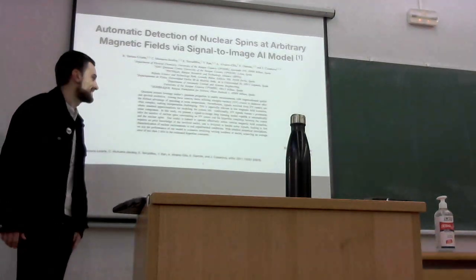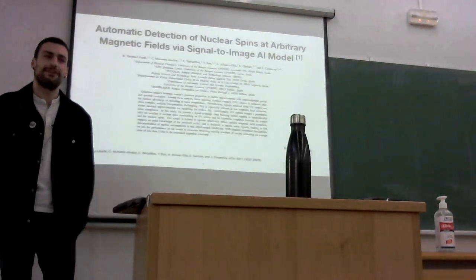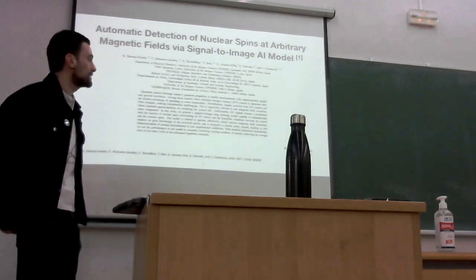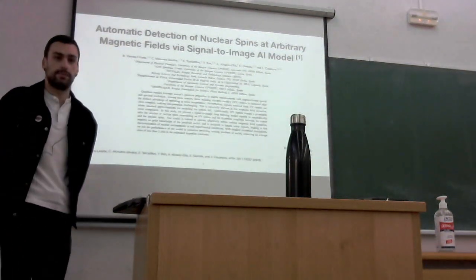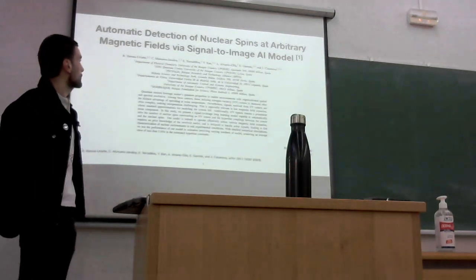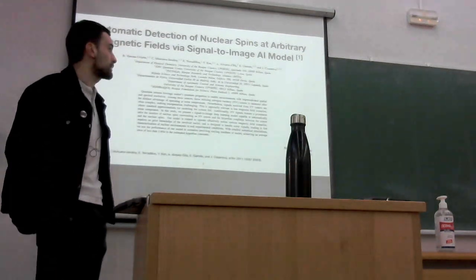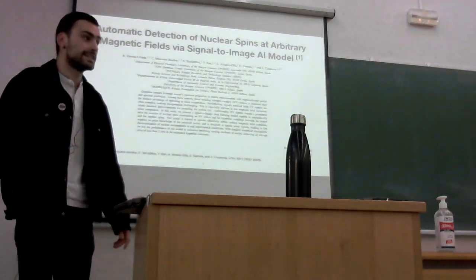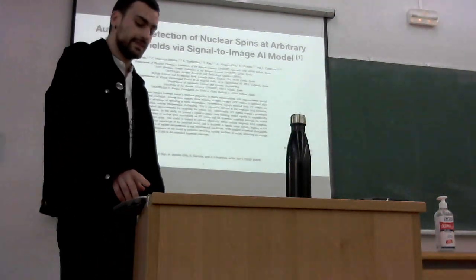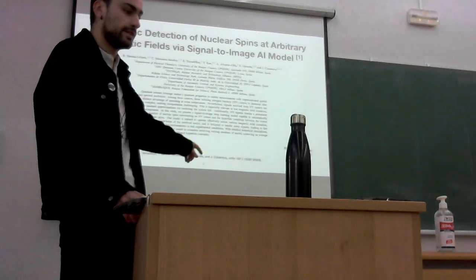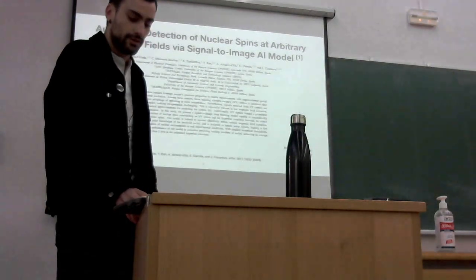Okay. Hi, I am Borja, and today I'm going to be presenting this paper that we released a while ago and that will be published very soon. It is called Automatic Detection of Nuclear Spins at Arbitrary Magnetic Fields via Signal2Image AI model. Here you have the reference of the archive for now.